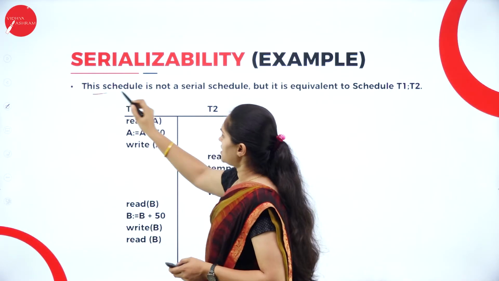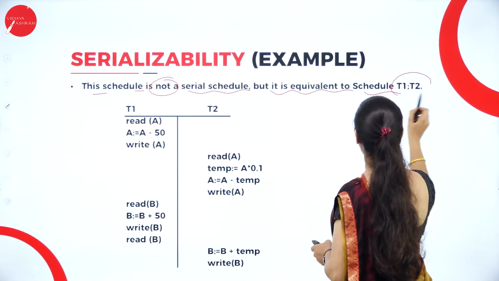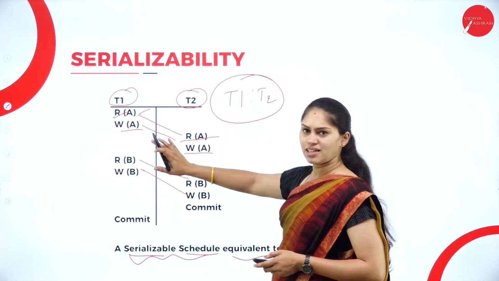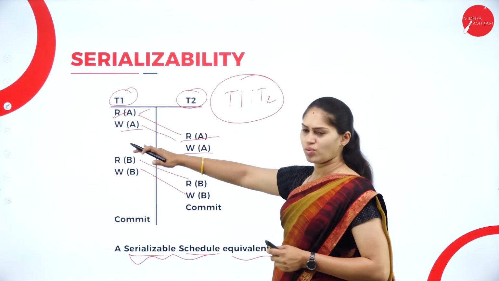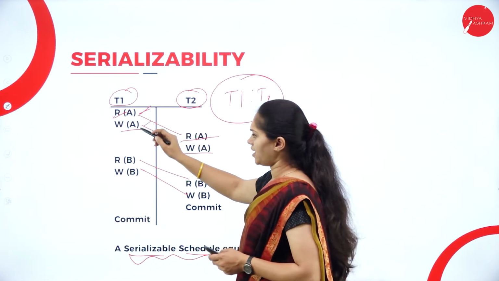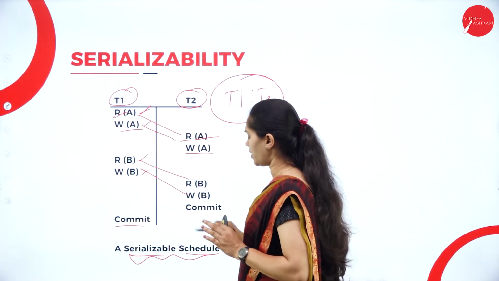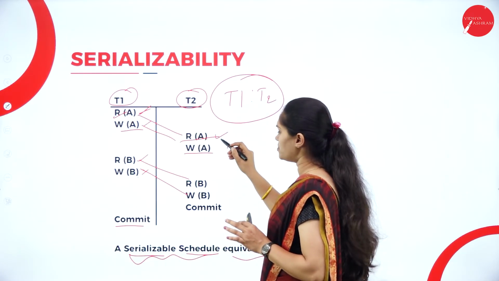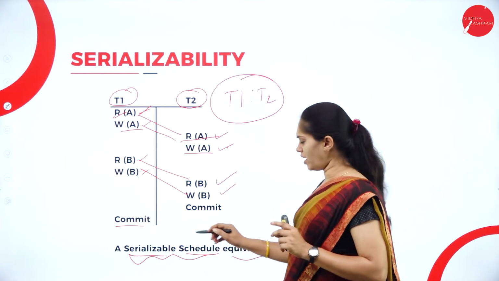So here this schedule is not a serial schedule, but it is equivalent to the serial schedule of T1 and T2. So this one is related to serial execution. After one transaction is done, then another transaction takes place. Read of A and write of A are over, then write of B is over, then it will commit. Again comes the transaction to read object A and write object A, read of B, write of B, over, commit.